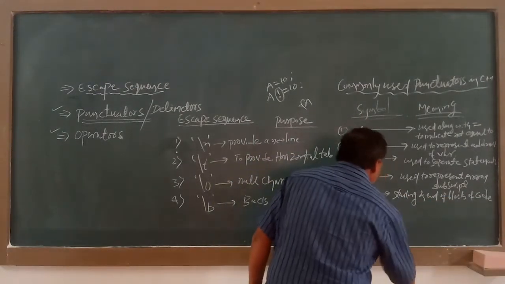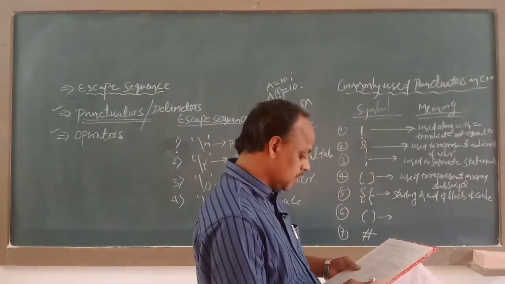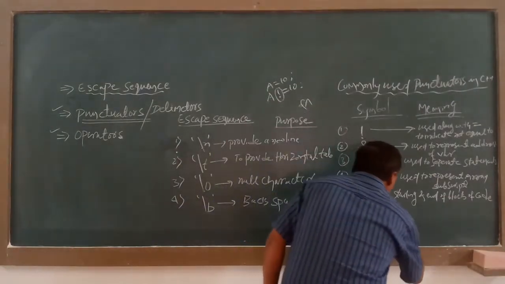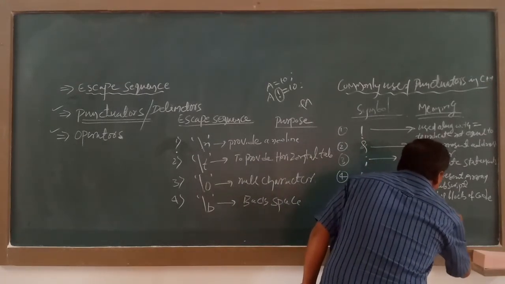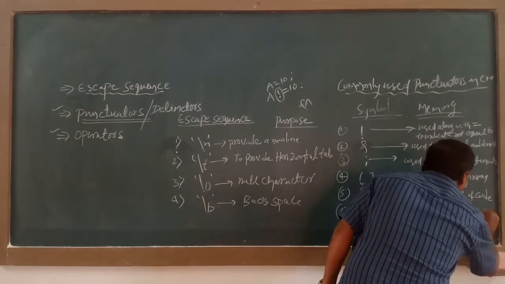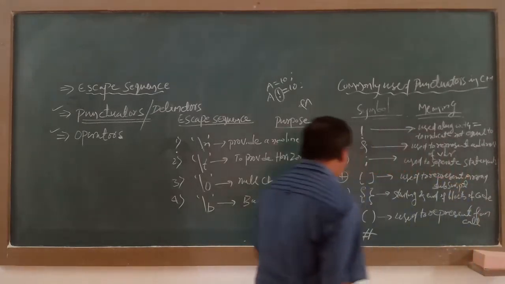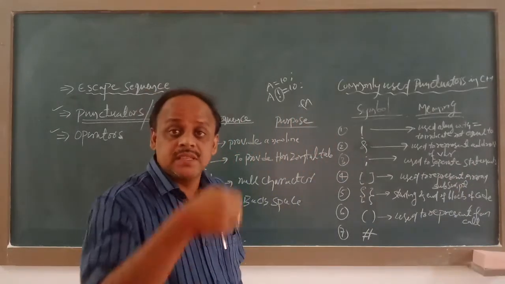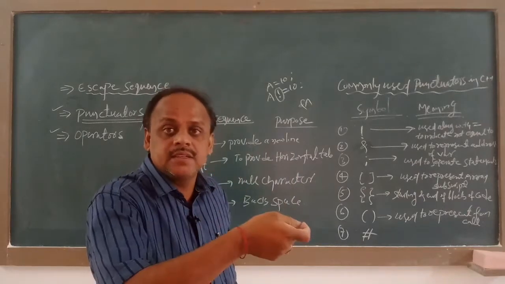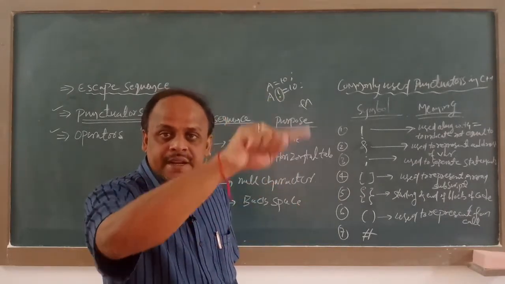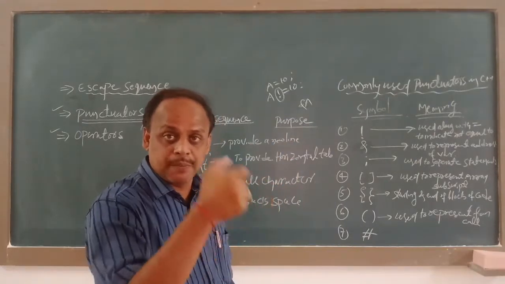And the normal open bracket and closed bracket represent a function call. In C++, to say this is a function, that function must have an open bracket and closed bracket. So this open bracket and closed bracket is used to represent a function.